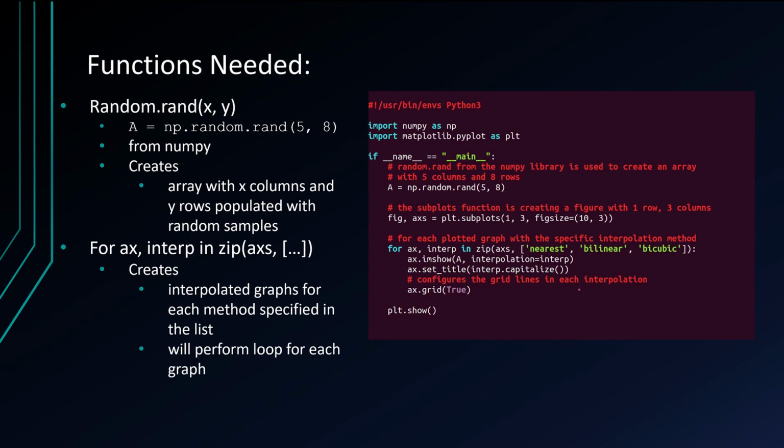So different functions needed to go through interpolation. We need random.rand, and it takes in an array with 5 columns and 8 rows, which we have here.